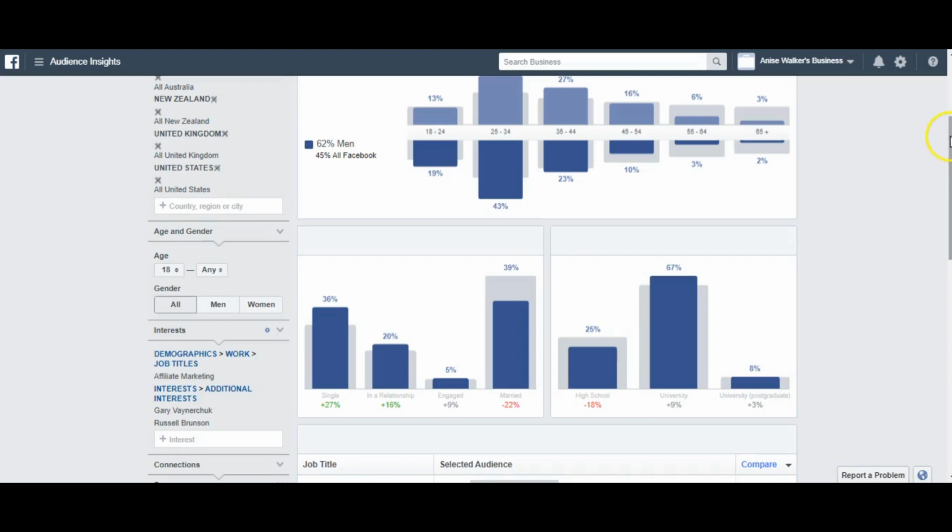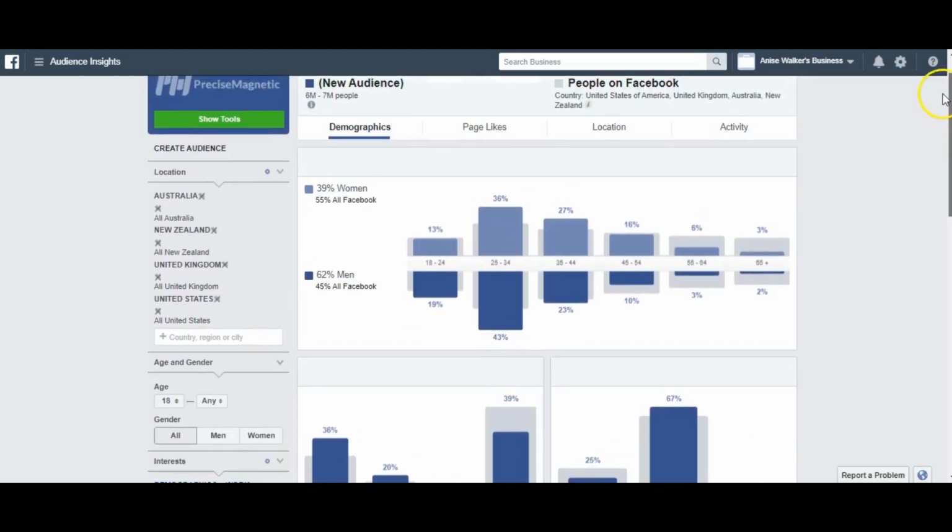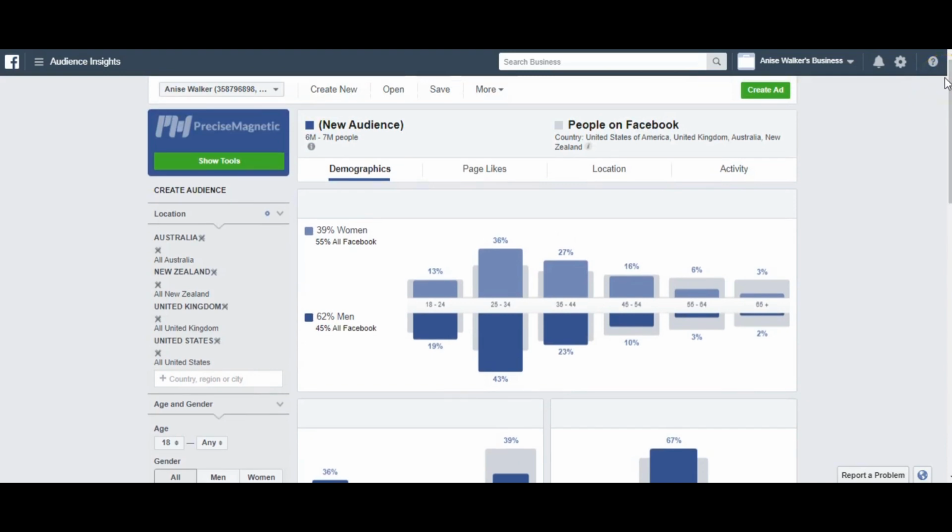and it brings us down to an audience of 6 to 7 million in all four countries. So you can see 13% females in that 18 to 24 category, 36% 25 to 34 category, and so on and so forth. You can look at the males at 19%, so there's actually a greater ratio of men interested in affiliate marketing through Russell Brunson and the interest of Gary V, 43, so it's larger males, amount of males in the 25 to 34 category, and so on, less in the next category of 35 to 44, and less again as you go up in the age group.